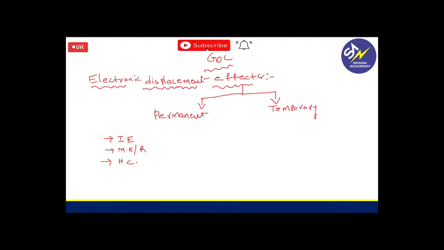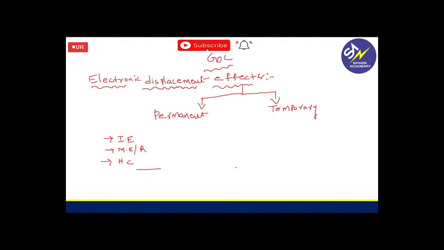Electronic displacement effects are most useful to know where electron density is maximum and where electron density is minimum in a given organic compound. Again, they are classified into two types: permanent effect and temporary effect. Examples of permanent effect: inductive effect, mesomeric effect, which is also called resonance effect, and hyperconjugation.